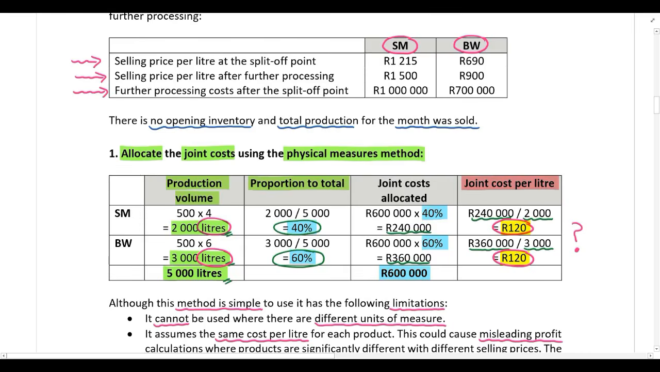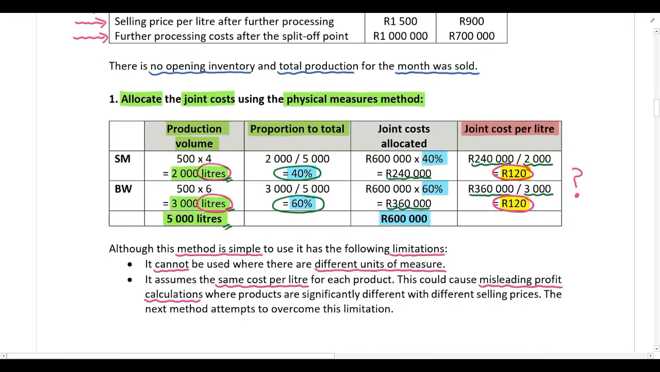And this could cause misleading profit calculations, because if SM has a higher selling price, obviously then we are going to have higher profits, and if BW has a lower selling price, we will then have lower profits, because both of them are being allocated the same joint cost per litre. And the next method that we are going to look at attempts to overcome this limitation.